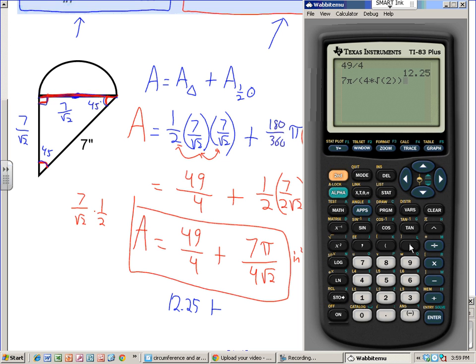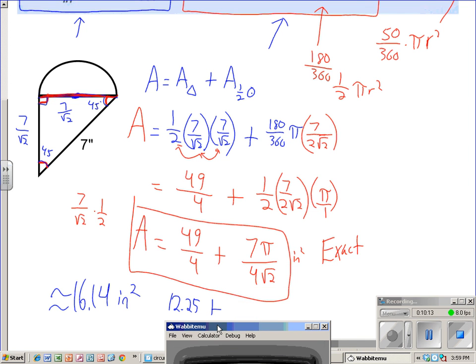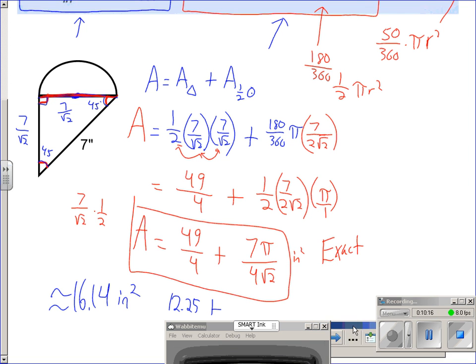The calculator is going to think of it as 7 pi divided by 4, taking that fraction and then multiplying the fraction by the square root of 2. We're not multiplying by the square root of 2. We're dividing by the square root of 2. That's why you need that parenthesis around the denominator. Hit enter. Now we're adding that to the 12.25. So our area is approximately 16.14 inches squared. Okay? That's dealing with area of a circle and the area of a sector.